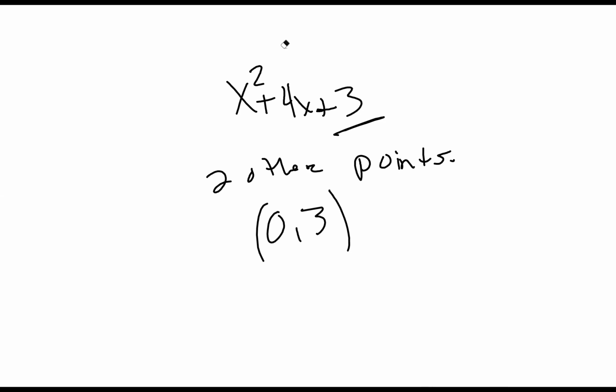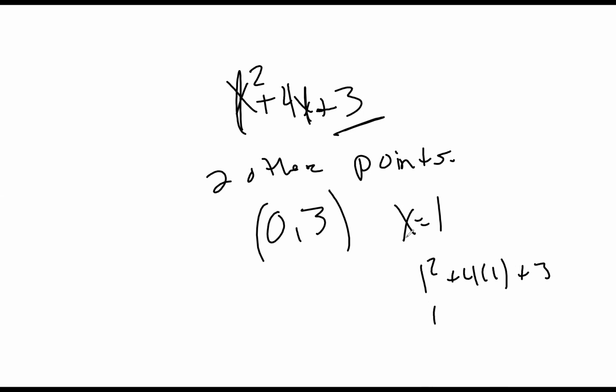Now, the best next way is to just pick a number. Pick a number that's close-ish to where we're going. So why don't we pick 1? Let's just say, what if x was 1? Well, I put a 1 here, and I put a 1 here, and I calculate. So I'm going to have 1 squared plus 4 times 1 plus 3.